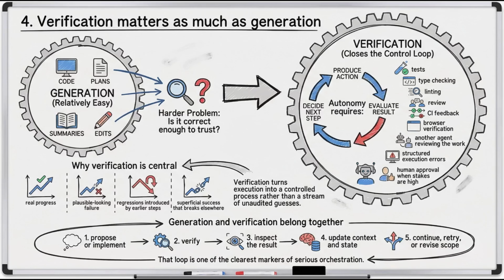In mature agentic systems, they form a continuous loop. First, the agent proposes or implements a change. Second, the system verifies it. Third, the agent inspects the result of that verification. Fourth, the system updates its context and state. And finally, based on that feedback, the agent decides whether to continue forward, retry the action, or revise its entire approach. This continuous loop of generating, checking, and adapting is what sets simple automation apart from true autonomy. In fact, it is one of the clearest markers of a serious, robust orchestration system.